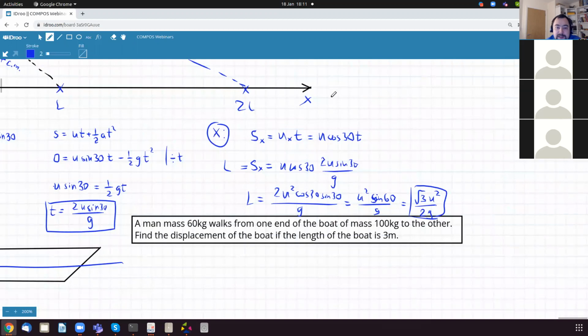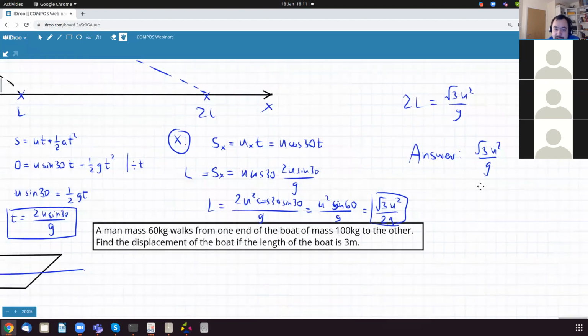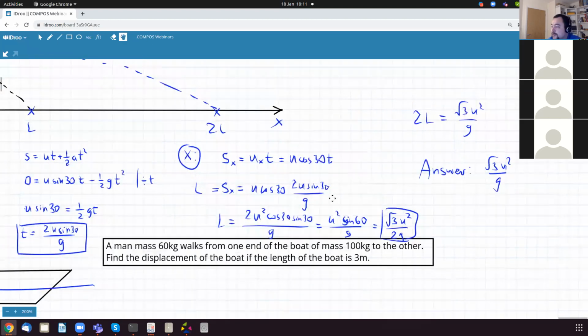Therefore, the second piece, the answer, is double that. So 2L is equal to square root of 3 u squared divided by g. Notice that I didn't substitute g because I still have an unknown in my answer, which is u. So I'm leaving the answer like this.